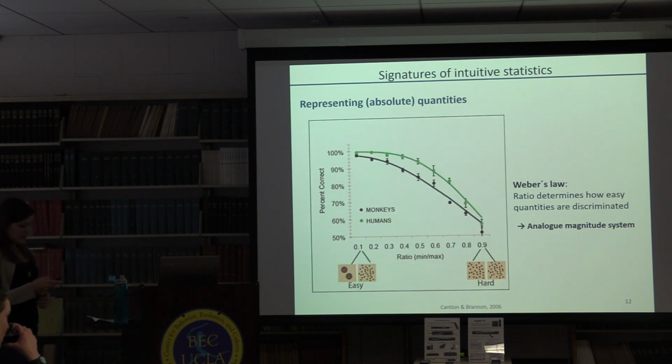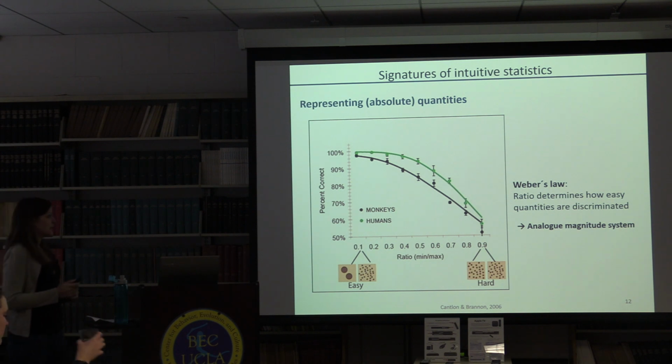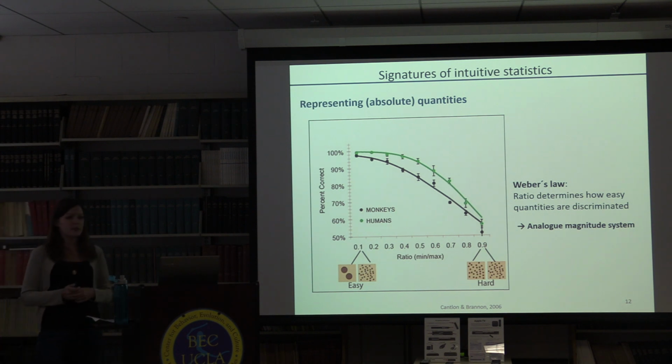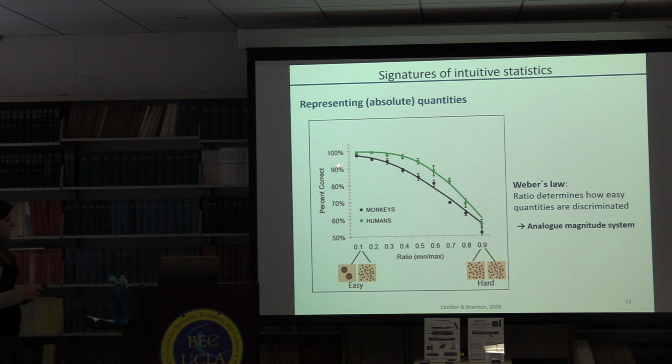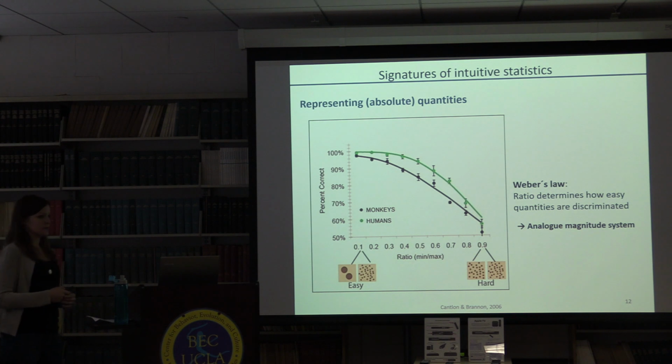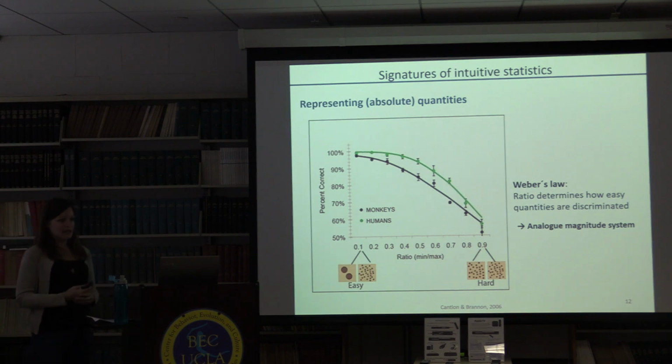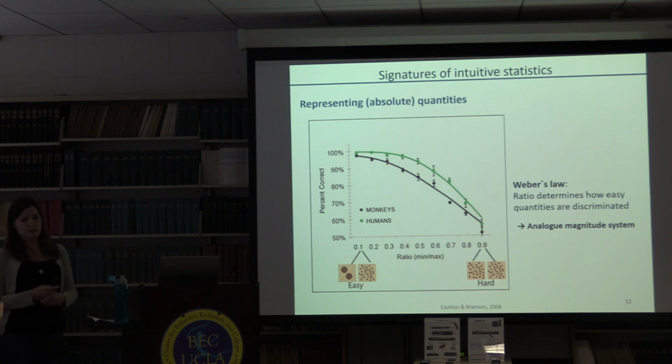So for example, here's a study by Cantlon and Brannon in which they presented rhesus macaques and humans with the exact same quantity discrimination task. And you can see that even though the humans here in green are slightly better than the monkeys, both showed this clear ratio-dependent performance in accordance with Weber's Law, suggesting that the analog magnitude system is involved here in both species.